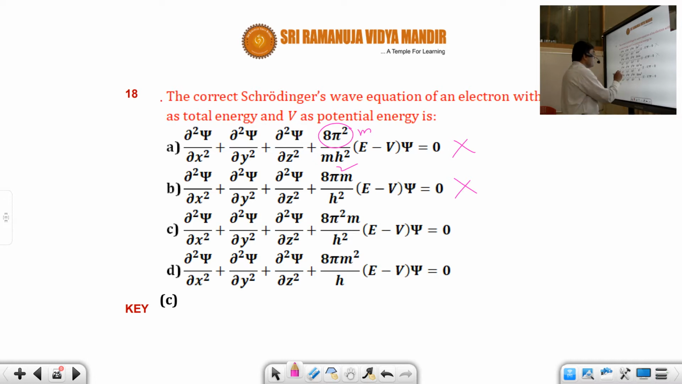Here dou square psi by dou x square plus dou square psi by dou y square plus dou square psi by dou z square plus 8 pi square m by h square into E minus V is equal to 0 is right. Let us see where it is wrong in the next case. Here 8 pi square m is given. So here m square is given. So it is wrong. So when this question is asked, as you have not remembered the Schrodinger wave equation fundamentals, you lose 4 marks.